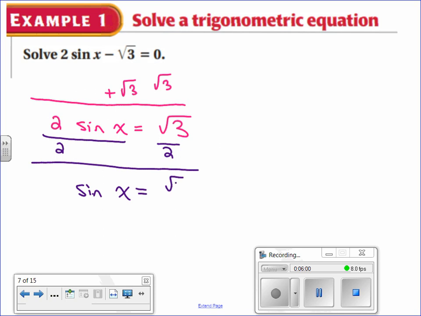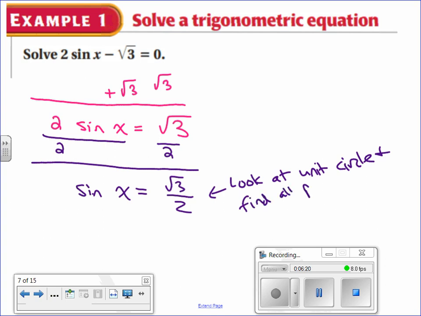And now we've reached the point where we head to the unit circle. What we know to be true is that sine of x is radical 3 over 2. That basically means look at your unit circle. Maybe I'll even write this out. Look at unit circle and find all places that have a sine value of radical 3 over 2 or a y value of radical 3 over 2.